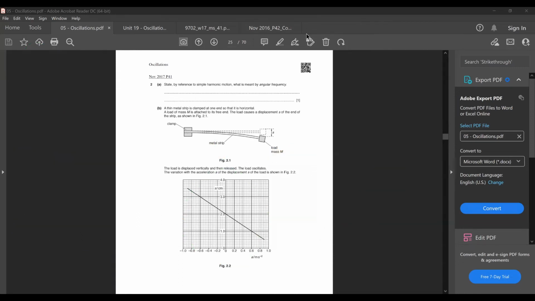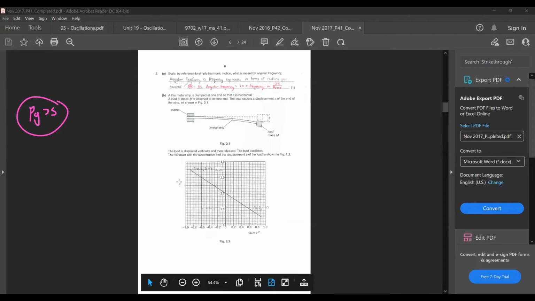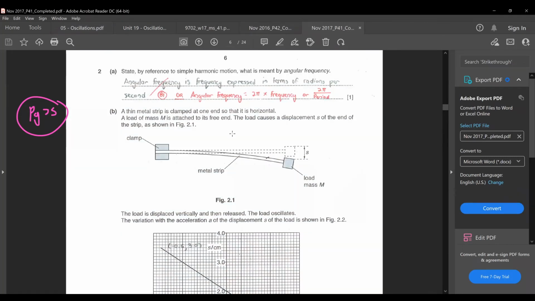So for page 25, this one is November 17, P41. Okay, now by reference to simple harmonic motion, what is actually meant by angular frequency?